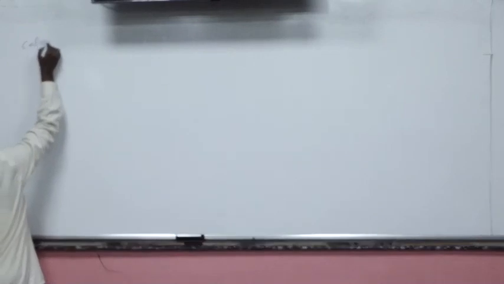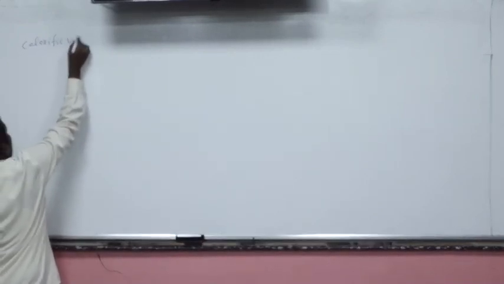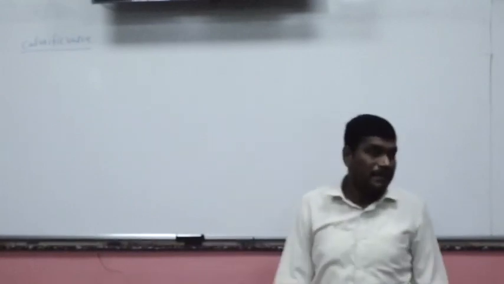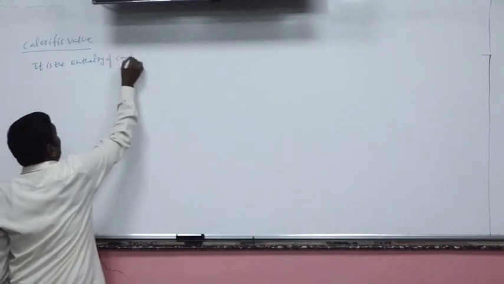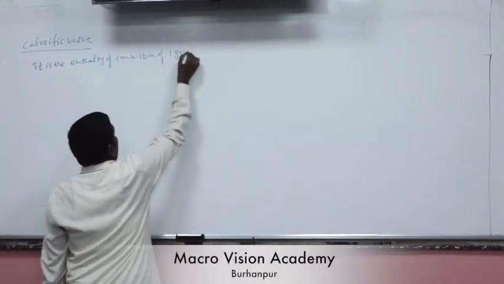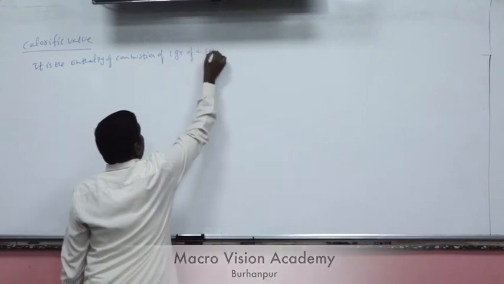Now, what is the calorific value? Calorific value corresponds to the heat of combustion per gram of the substance. Heat of combustion per gram of the substance. It is the enthalpy of combustion of 1 gram of a substance.